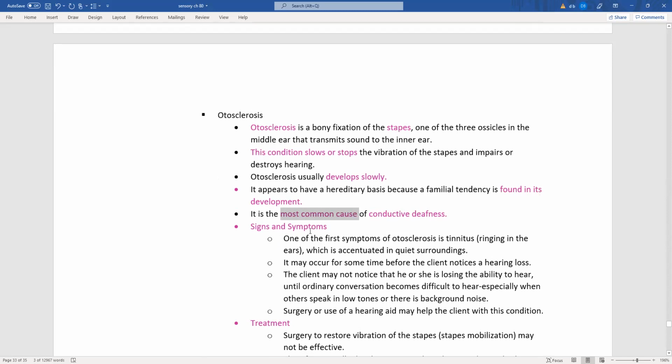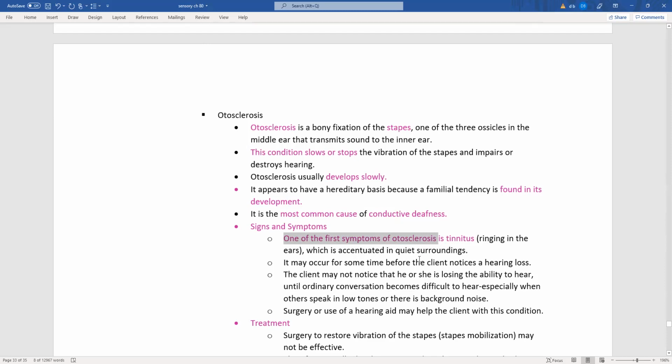Signs and symptoms. One of the first signs of otosclerosis is ringing in the ears. That is what I have. Baby, that's what I got all day, every day. My ears are ringing. Ringing in the ears, which is accentuated in quiet surroundings. That should be loud.